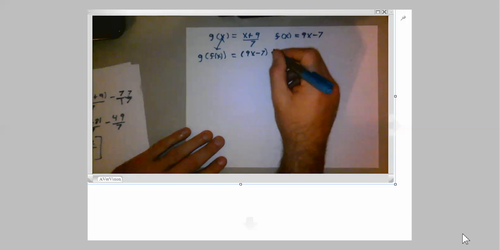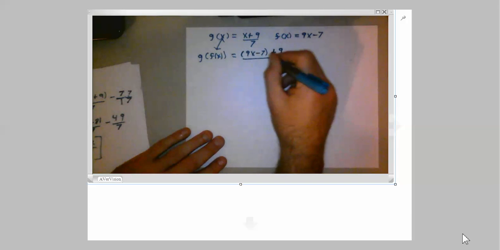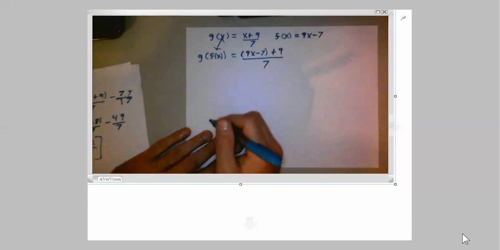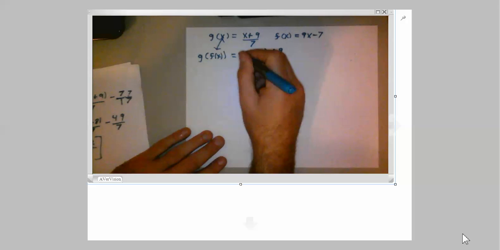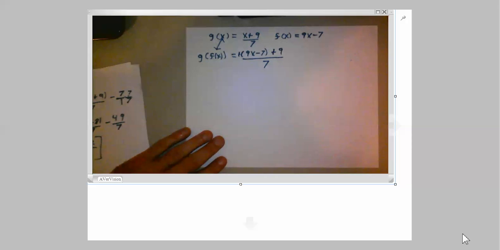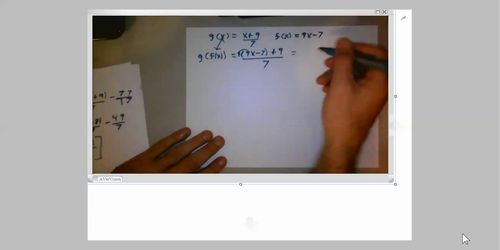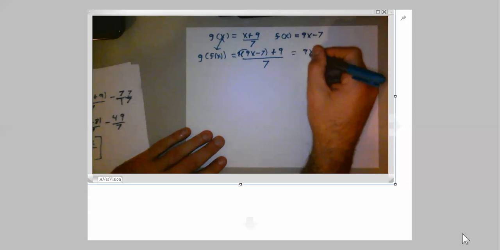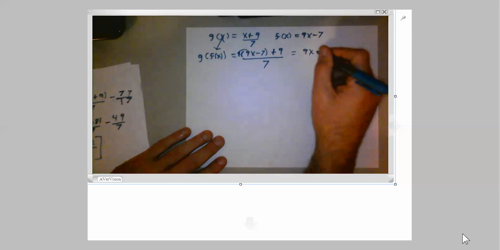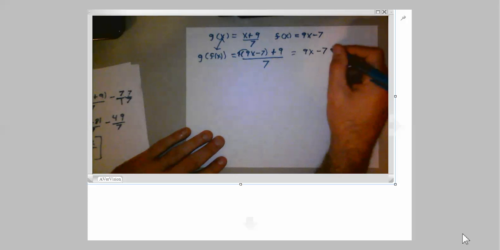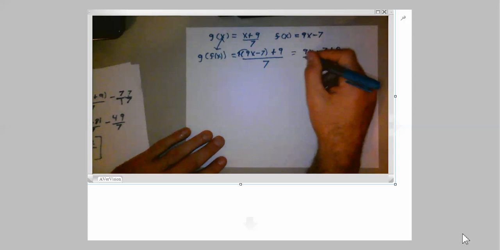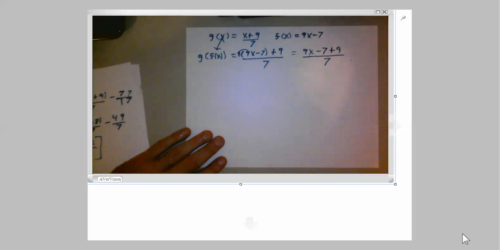And then it's going to be plus 9 divided by 7. Well, when I have these parentheses here, I can think of just having a 1 outside the parentheses. And I can do 1 times 9x using the distributive property is just 9x. And a 1 times a minus 7 is just a minus 7. So it's going to be plus 9 divided by 7.